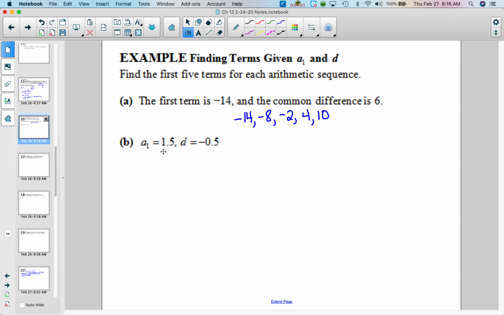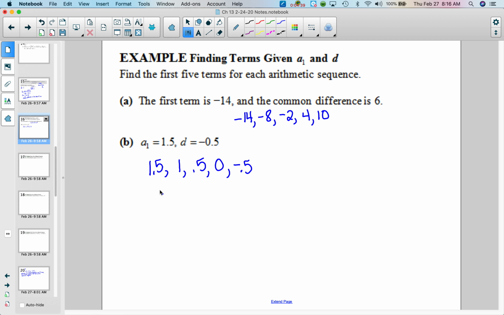On part B, you're told that a sub 1 is 1.5, so that's our initial term. And then you're going to add -0.5, so subtract 0.5, and we get 1. And then add a -0.5 or subtract 0.5, and we get 0.5. And so the next term would be 0, and the next term would be -0.5. So I'm just going to do this for part B, actually find the formula for the nth term, just to make sure that we practice that, even though the directions on this particular problem didn't say that.